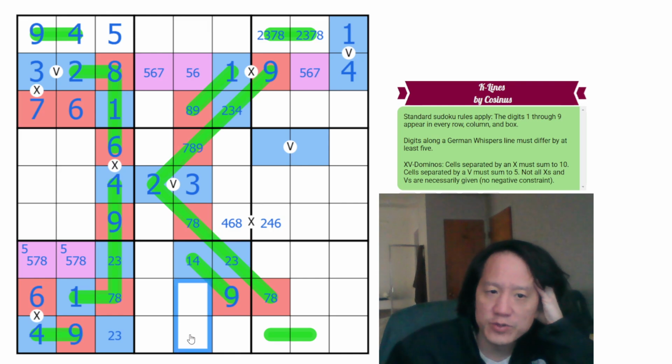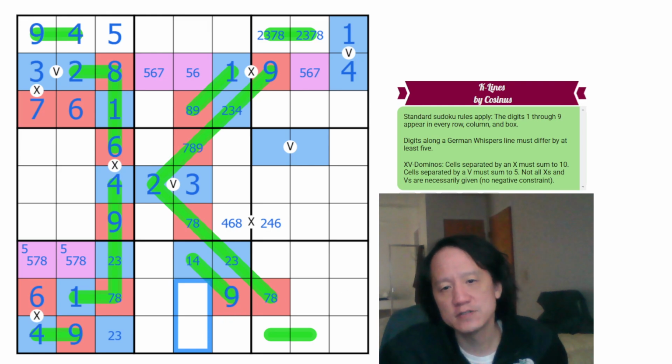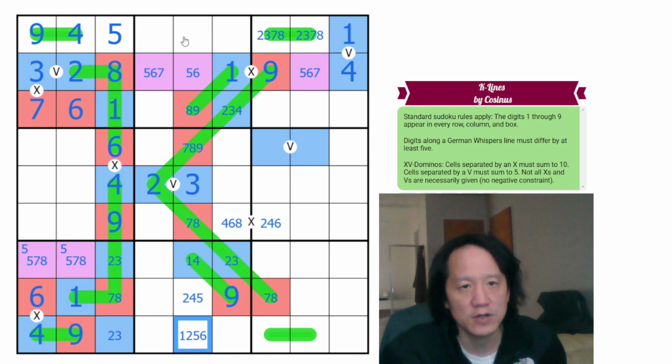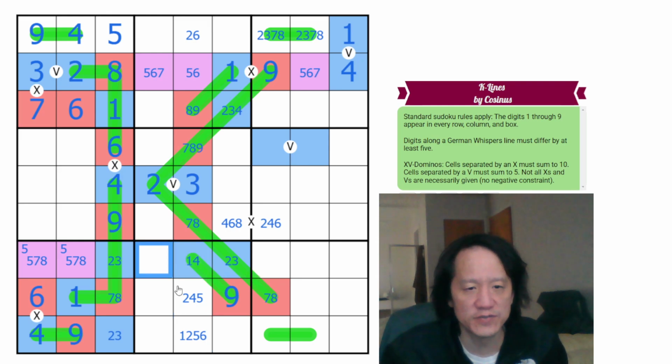So this has to be 1, 2, 4, 5, 6. And this can't be 1 or 6, and this can't be 4. This is also 1, 2, 4, 5, 6, but it can't be 1, 4, or 5. So we know 4 has to be one of these 3, or specifically these 2. 1 has to be one of these 2.